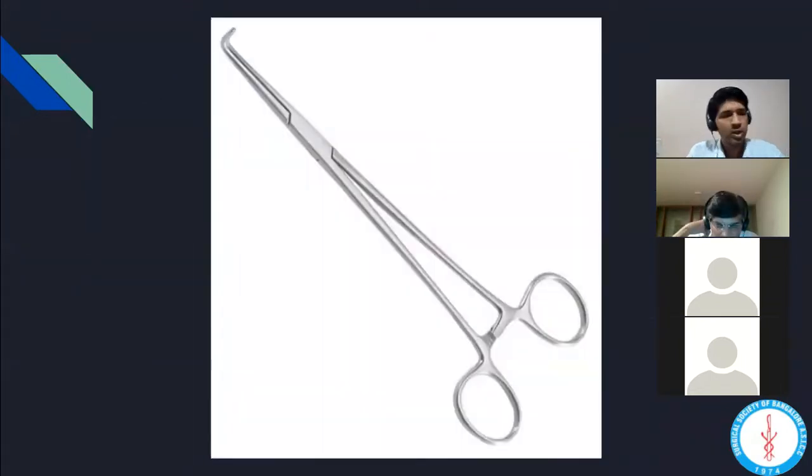So this is a right angle artery forceps. The rest of it will remain the same: the jaws, the joint, the material, the sterilization.